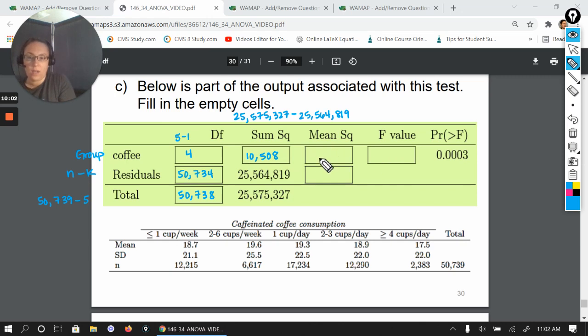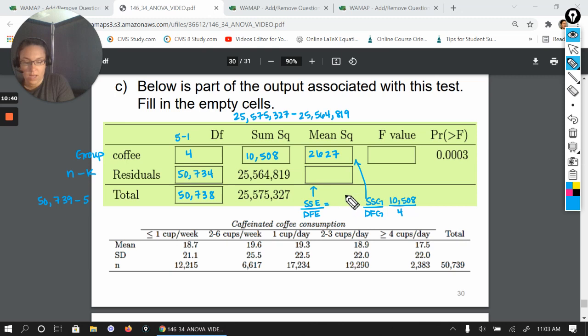For the mean square, what we would do is we would take the sum of squares for the groups divided by the degrees of freedom for the groups. That's going to be the first box. So if I take 10,508 divided by 4, then I get 2,627. And then in this other box, we would take the sum of squares for the errors divided by the degrees of freedom for the errors.